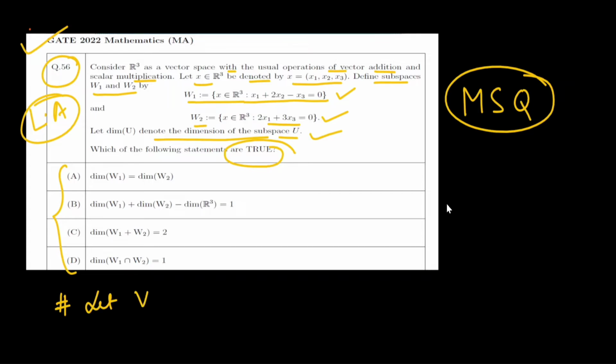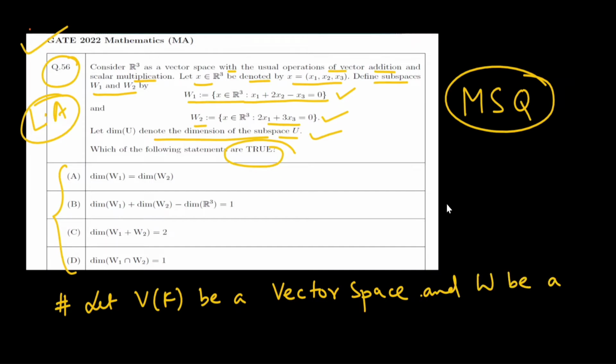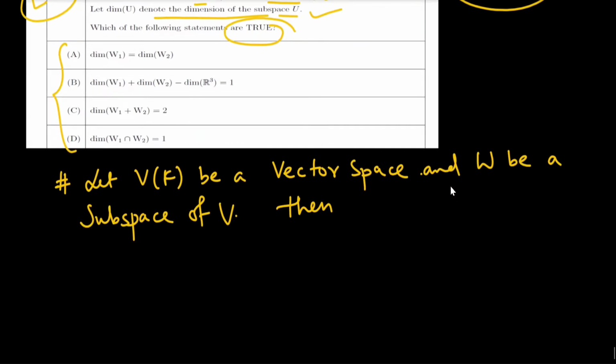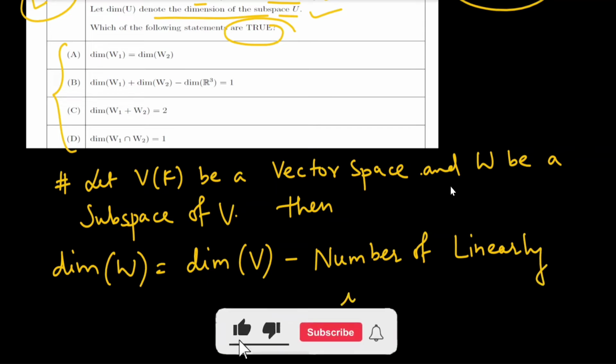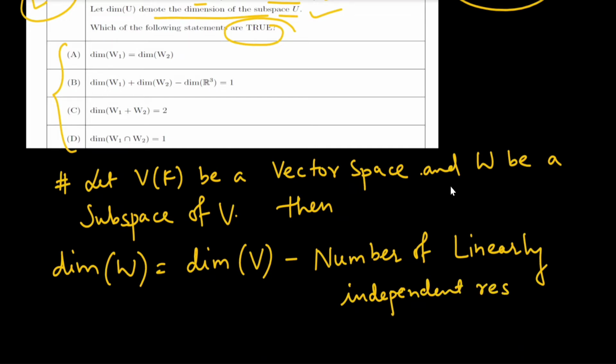Let V(F) be a vector space and W be a subspace of V. Then dimension of W is equal to dimension of V minus the number of linearly independent restrictions. This is the concept behind this question, and here the vector space V means R3.